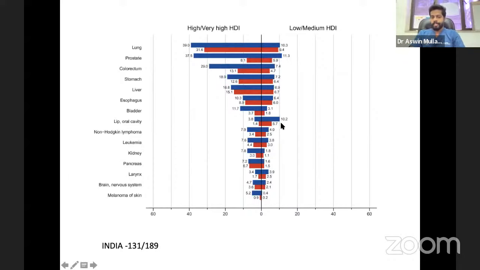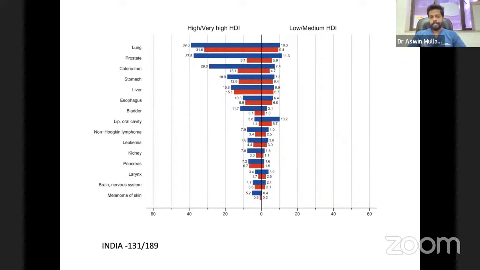So according to that, you can see lip and oral cavity. Coming to head and neck cancers, again, lip and oral cavity. This is the worldwide distribution, not particularly India. They further classified this HDI as low, medium, high, and very high. India, our country, belongs to rank 131 out of the 189 countries. That means we are under medium HDI.